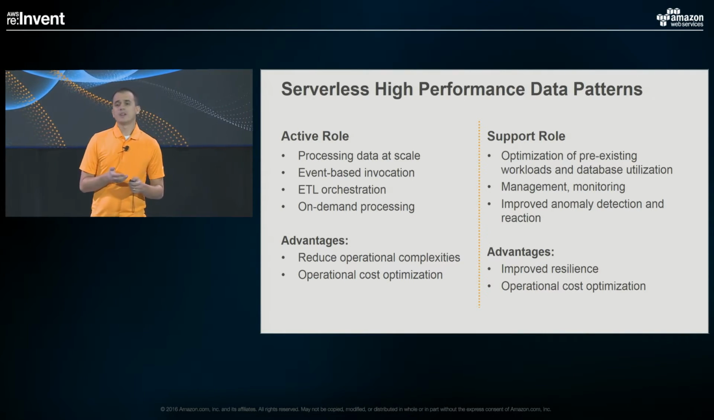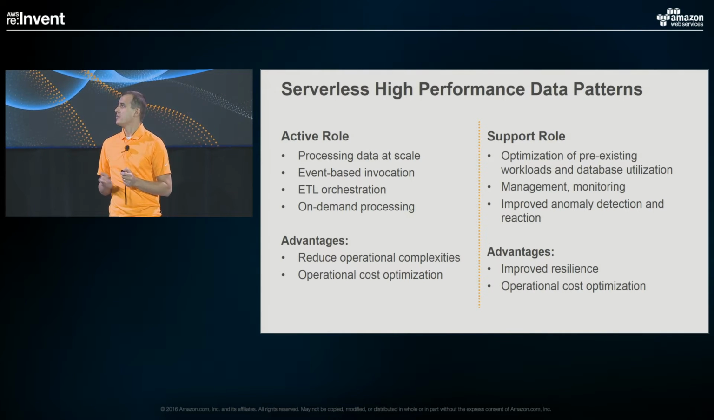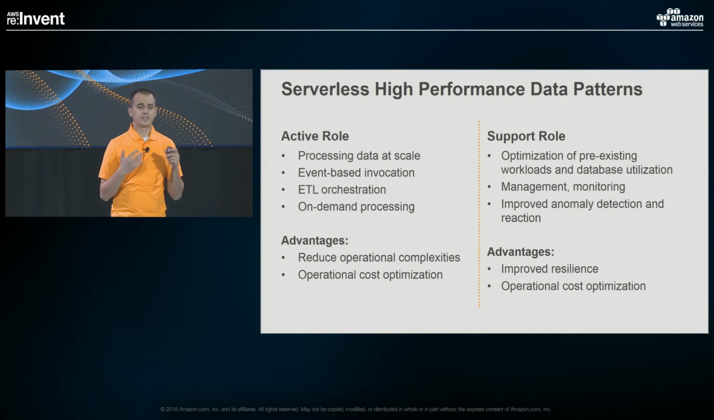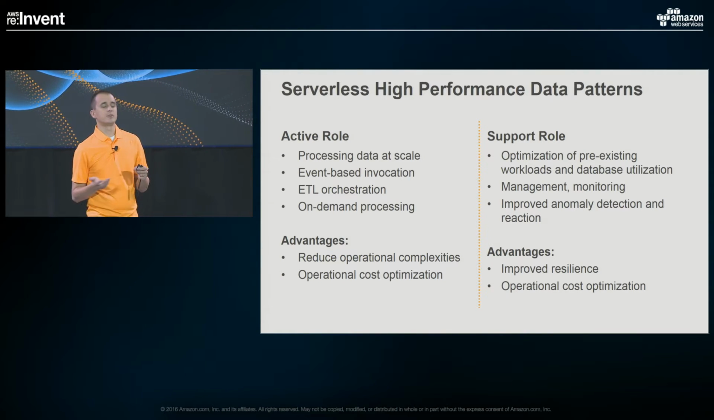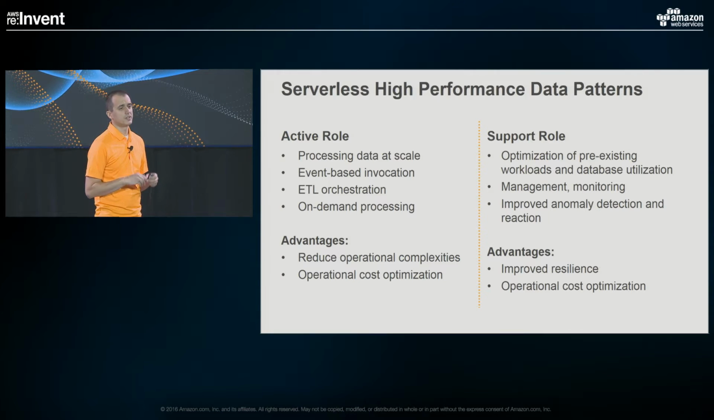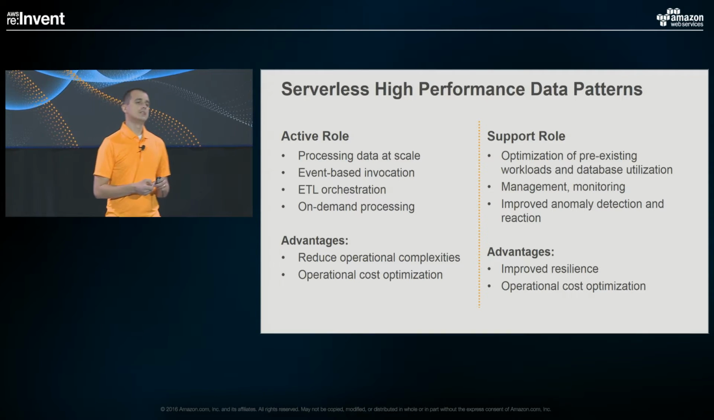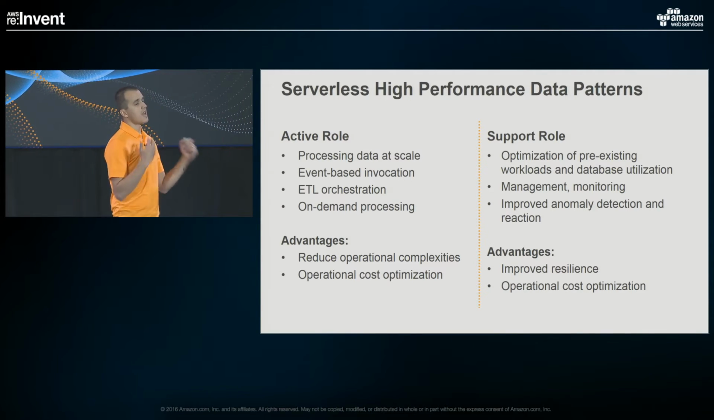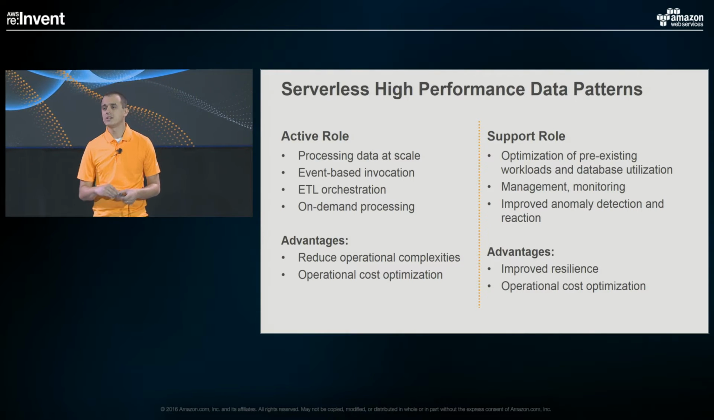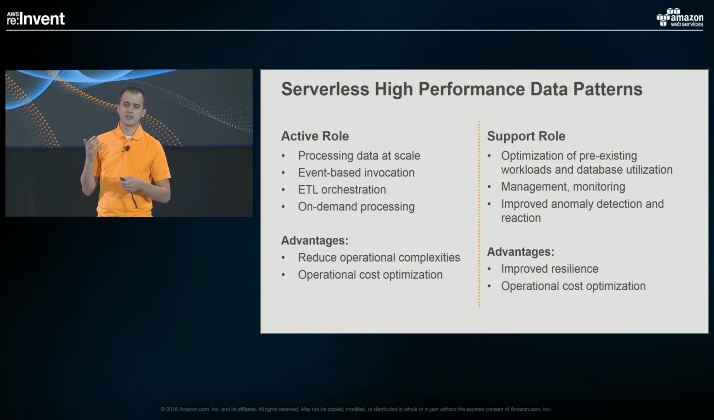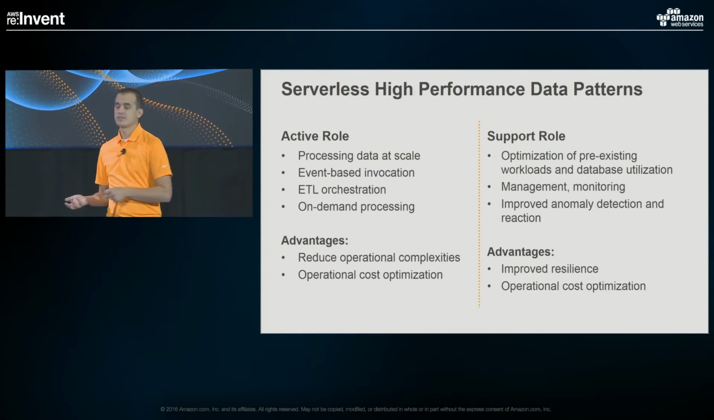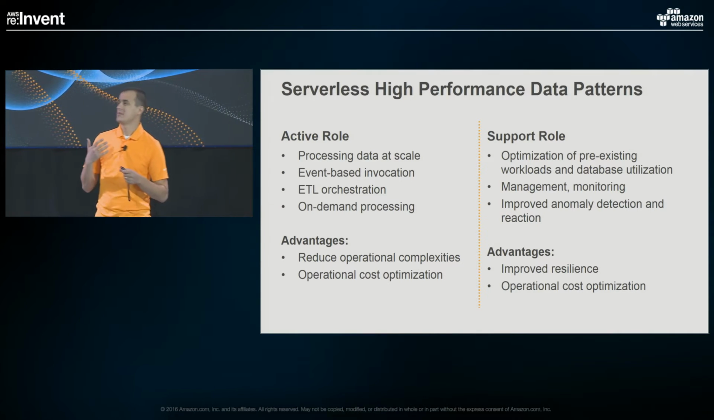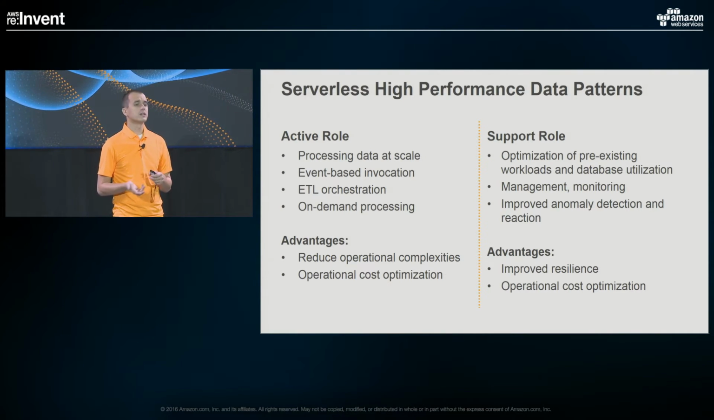So this is where Lambda is used in some form or fashion to optimize a pre-existing workload, a pre-existing application. And there are really many ways you can do that. We've seen use cases where Lambda assists with database utilization. We've seen Lambda use cases where it assists with scaling of a legacy application. We've seen Lambda assist with anomaly detection, ensuring that the application works correctly or data access is correct. We've seen Lambda assisting in monitoring and logging solutions.